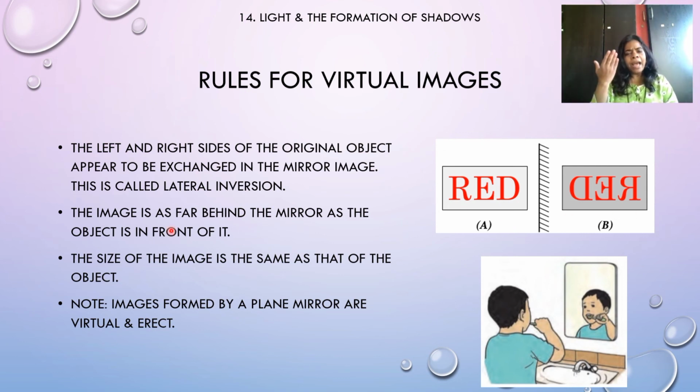The image is as far behind the mirror as the object is in front. The distance is also the same, children. Surprise, no? The size of the image is the same as that of the object. Note: images formed by a plane mirror are virtual and erect. We see our image erect only, straight only, children. We don't see ourselves inverted. We are seen straight only in the mirror.